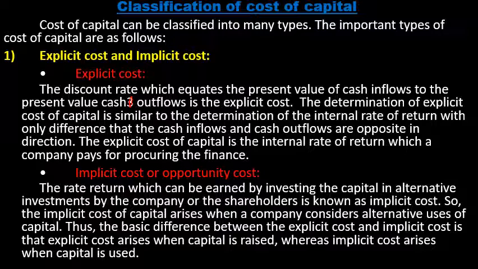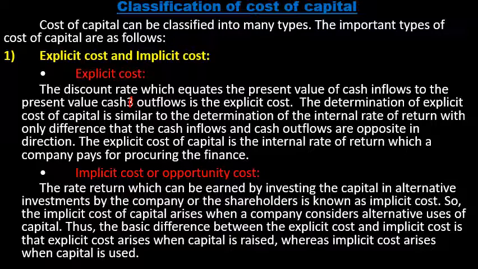The explicit cost of capital is the internal rate of return which a company pays for procuring the finance, for getting the funds, for borrowing the funds. Generally, the rate of return which the company pays to raise the fund is called the internal rate of return. So that is under explicit cost. In another way, you can say that it is the internal rate of return.